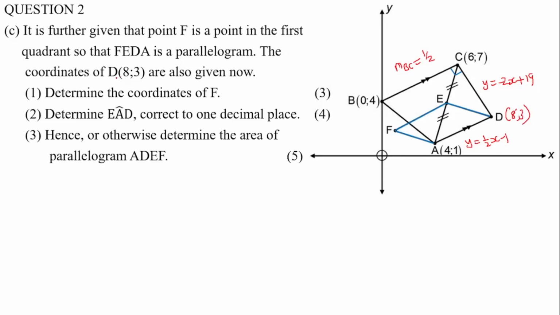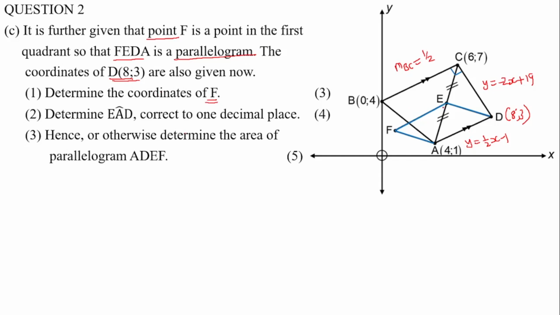Right, let's do part C. It is further given that point F is a point in the first quadrant, so that FEDA is a parallelogram. Then what do we know about a parallelogram? The opposite sides are equal and parallel. The coordinates of D, (8, 3), are also given. So now we have the coordinates of D. Determine the coordinates of F. How can we find the coordinates of F?